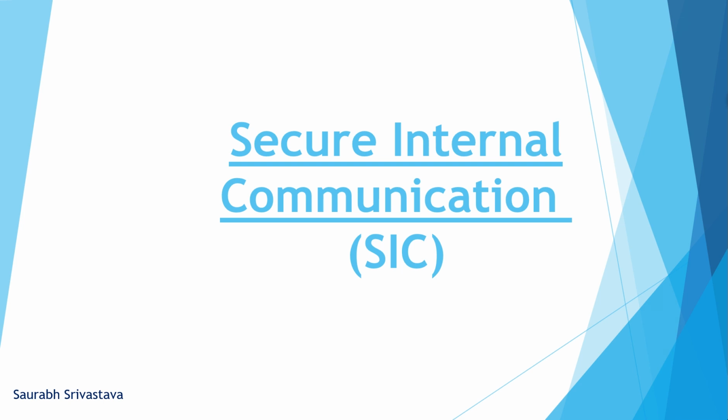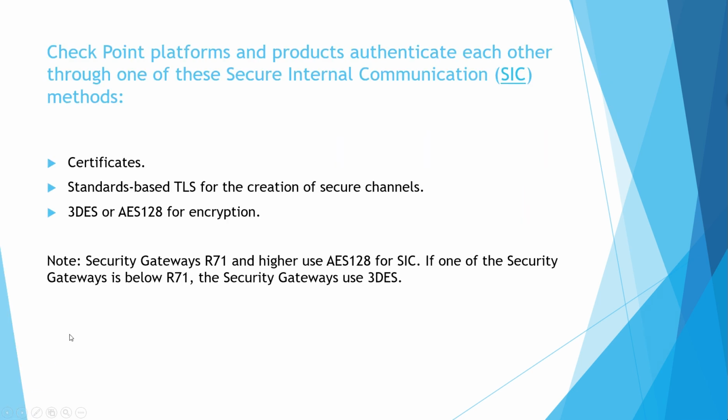As you see the name, secure internal communication. Secure means when we communicate between two Check Point devices, one a gateway and one a management server, then this point is very important because internal communication must be secure. They transfer policies and each and every thing between the gateway and management server. So that's why SIC is very important in terms of security. I'm going to explain each and every topic about this SIC.